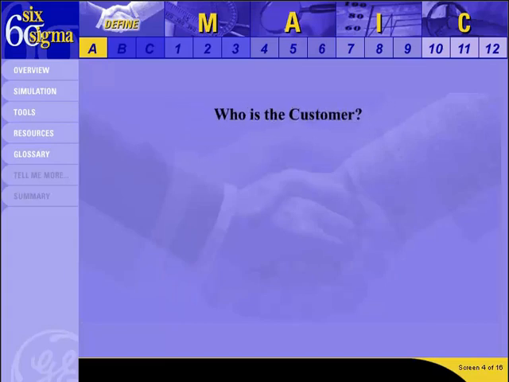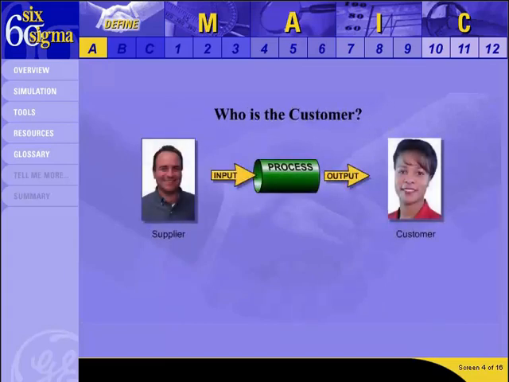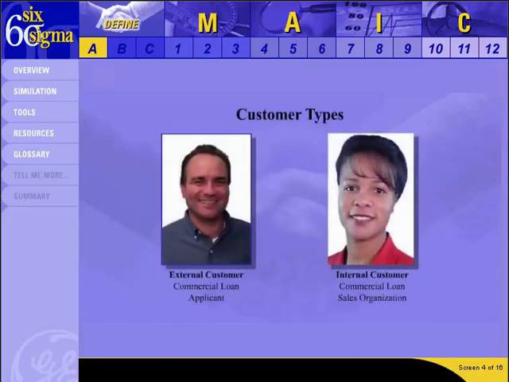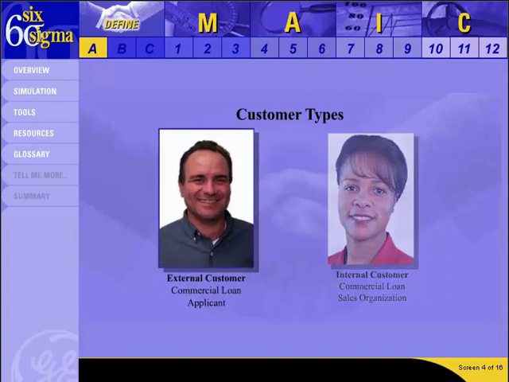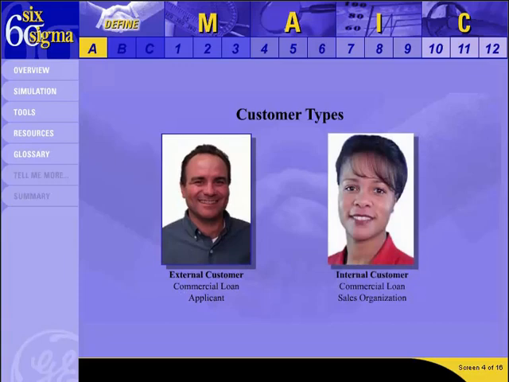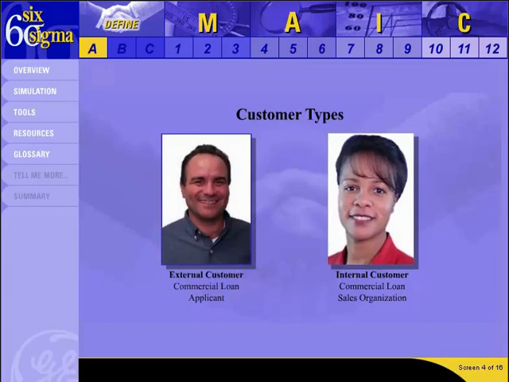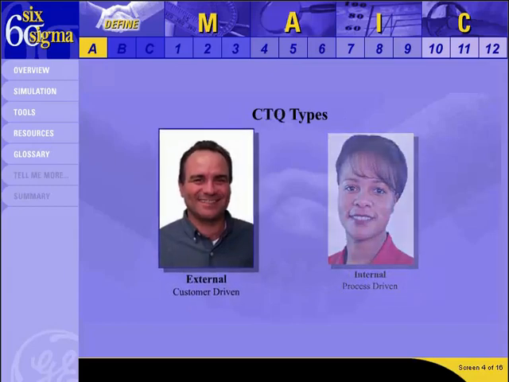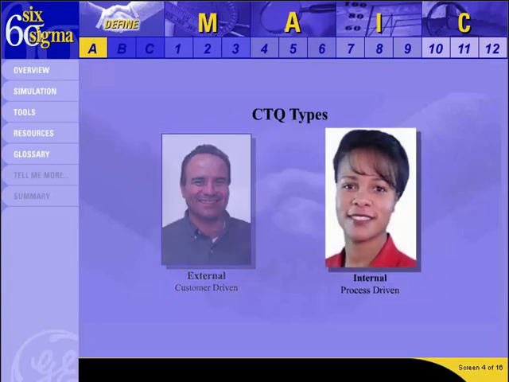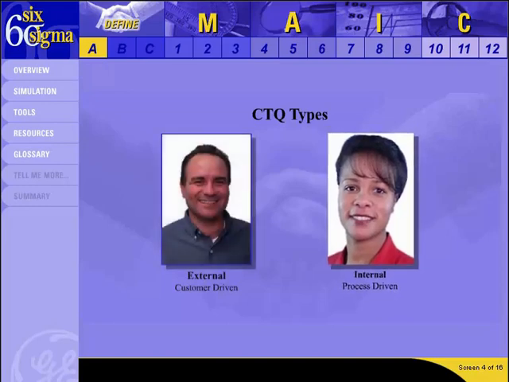The first question we need to answer is, who is the customer? The customer is the person who receives the output of the process. Once we learn who the customer is, we will be able to determine what they want. There are two basic types of customers, the internal customer and the external customer. An external customer is the person or company outside of GE that requires the process output. On the other hand, an internal customer is a person who depends on the output of your process to refine or create the final output for the external customer. Therefore, we have customer-driven CTQs, which are defined by external customers, and process-driven CTQs, which are typically driven by internal customers.